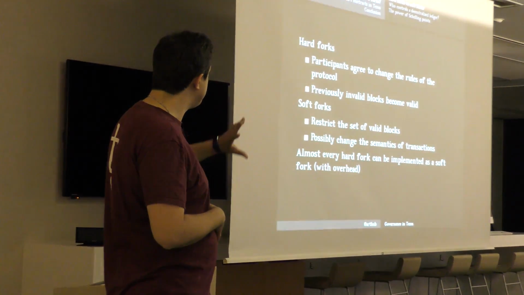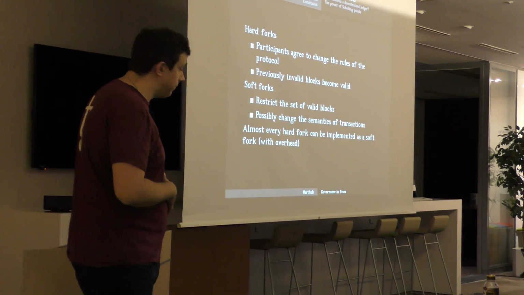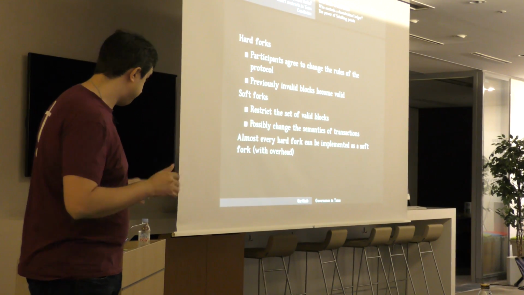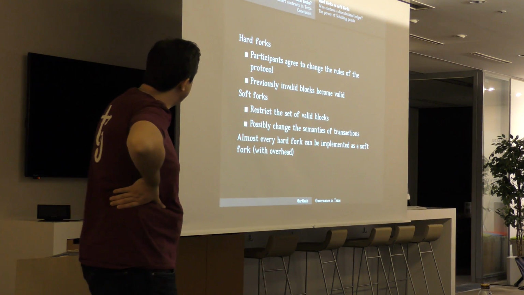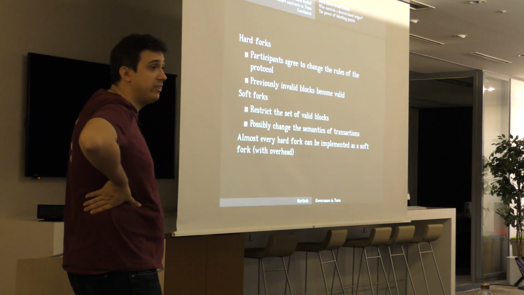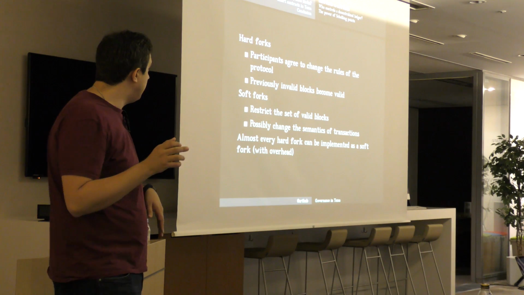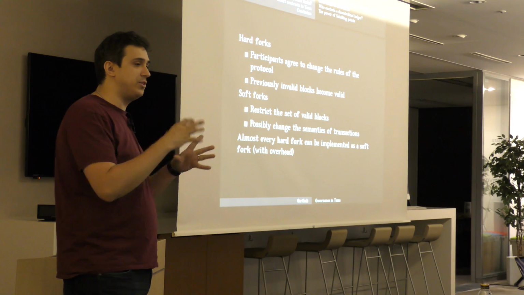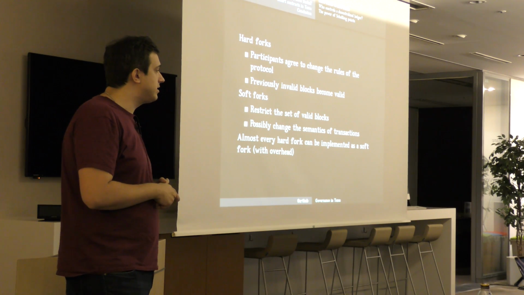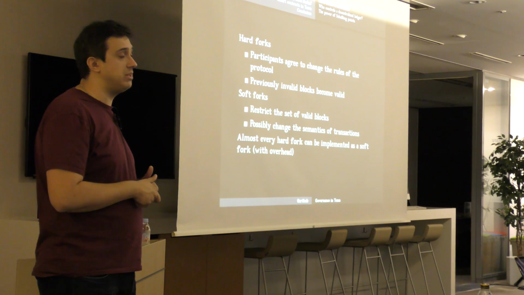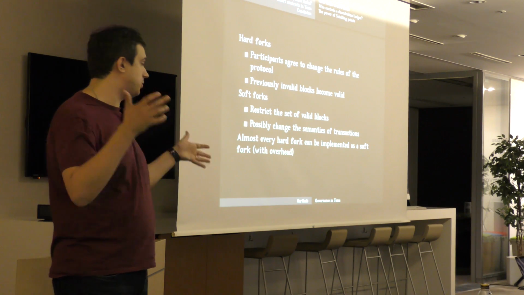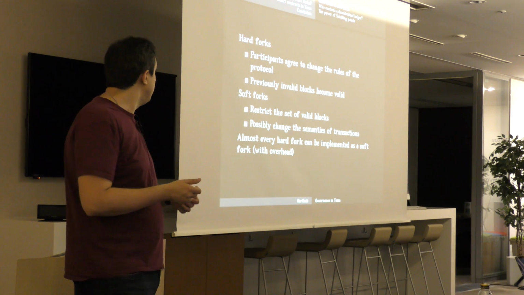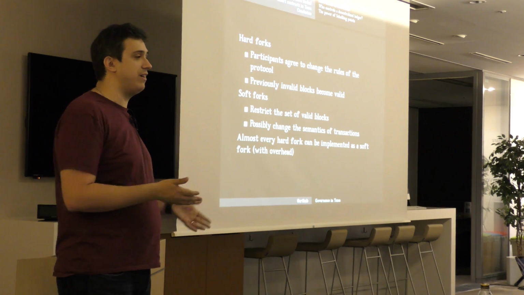So a few definitions: the difference between hard forks and soft forks. They're often presented as being different. They're actually pretty much the same thing. In a hard fork, the participants agree to change the rules of the protocol, and so now they have a completely new protocol. The key difference is that there are blocks which used to be invalid, and now they're valid. For instance, Bitcoin Cash is a hard fork because it has blocks which were bigger than were previously allowed, and therefore some blocks which would have been considered invalid are now valid.